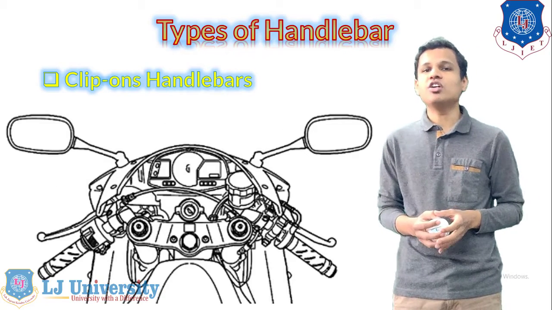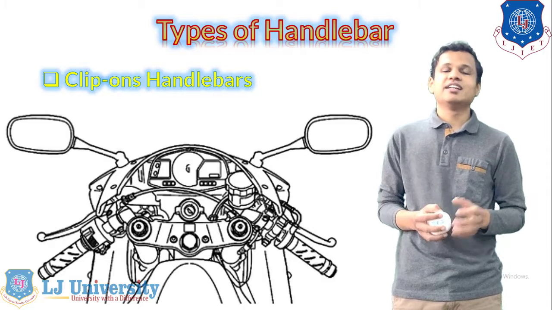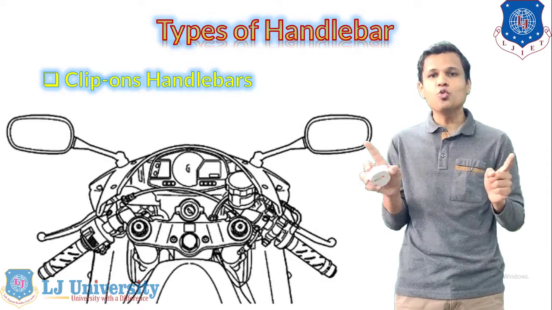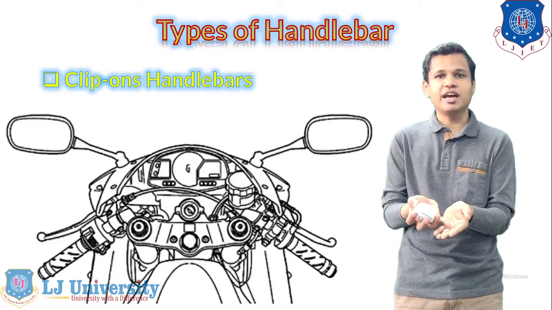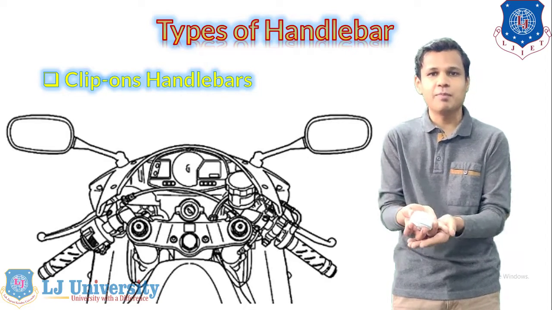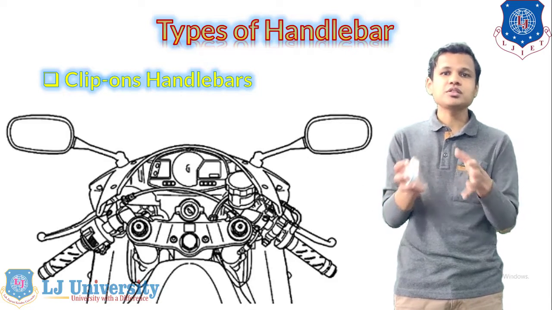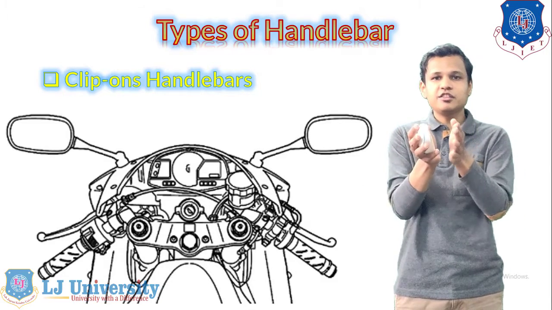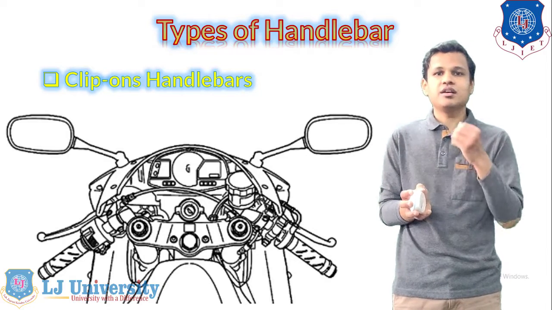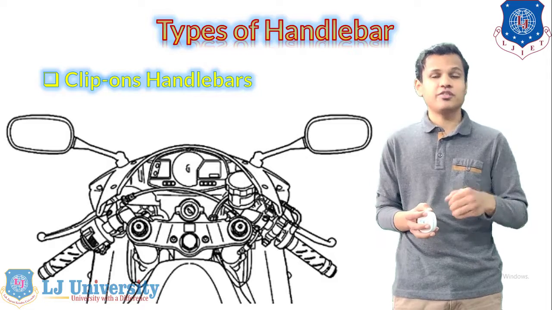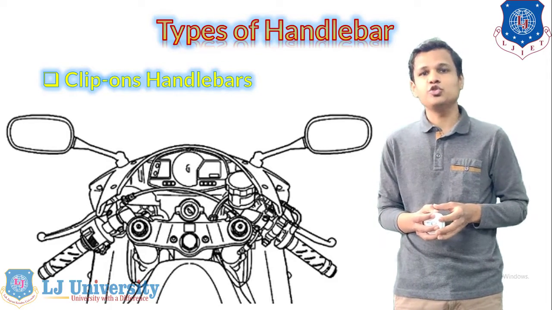Last one is the clip-on handlebar. In the clip-on handlebar, you can see that the handlebar is divided in the two parts, the left part and the right part, and it is being connected with the steering column with the help of the upper bracket. It is very near to the steering column, and the distance between two handles is very lesser in this case. The handlebars you can see in case of the Activas, Jupiters, this type of handlebars are generally used in this case.